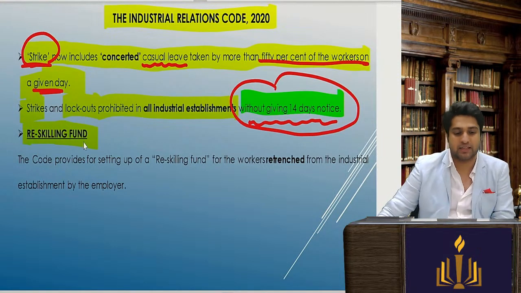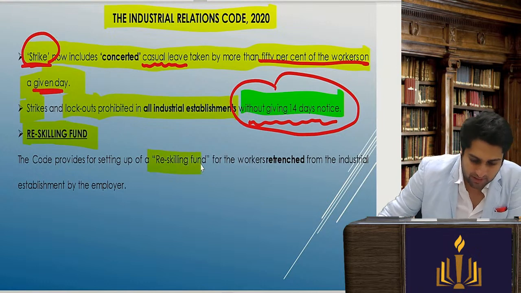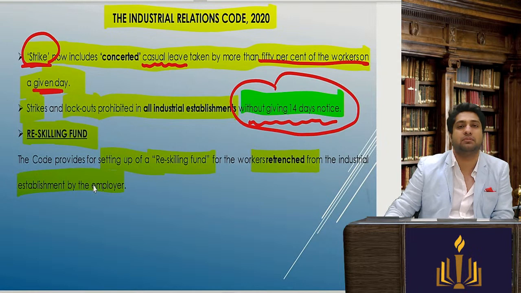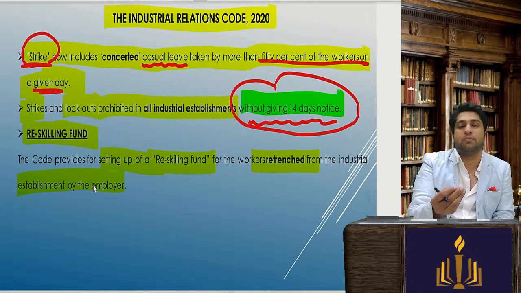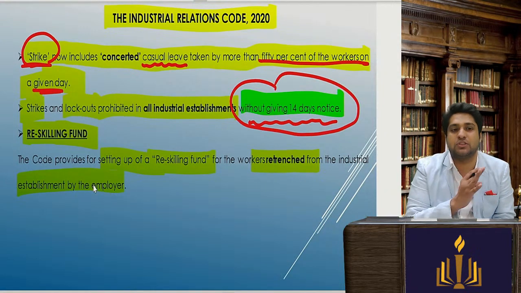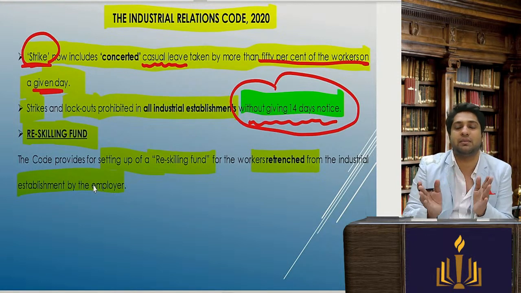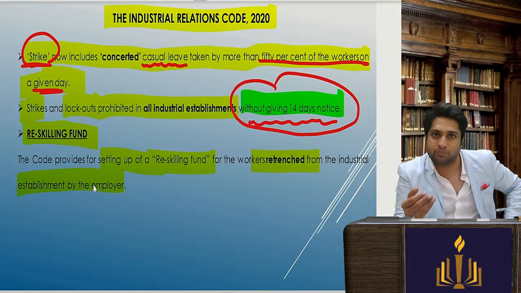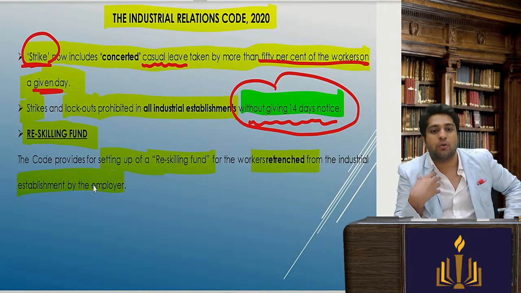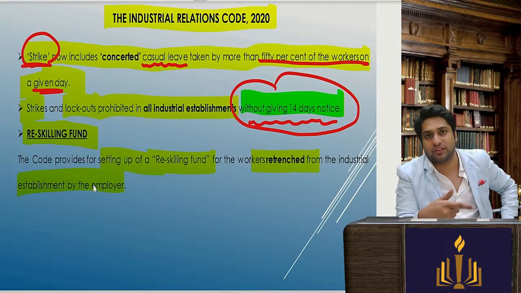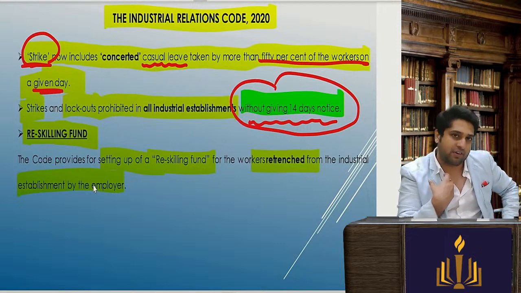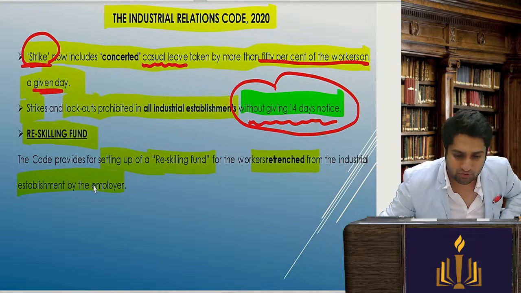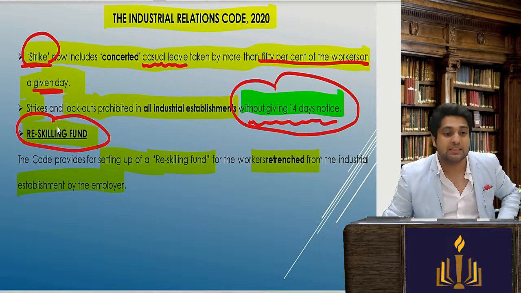And then comes the reskilling fund. It should be created, and you have to pay the worker reskilling expenses for the employee who has been removed. Let's say I tell an employee, listen, your performance is not good, we don't want you, sorry, thanks. Now what the law is saying is that you cannot just remove someone. You have a right to retrench them, but create a reskilling fund. It's a beautiful concept.